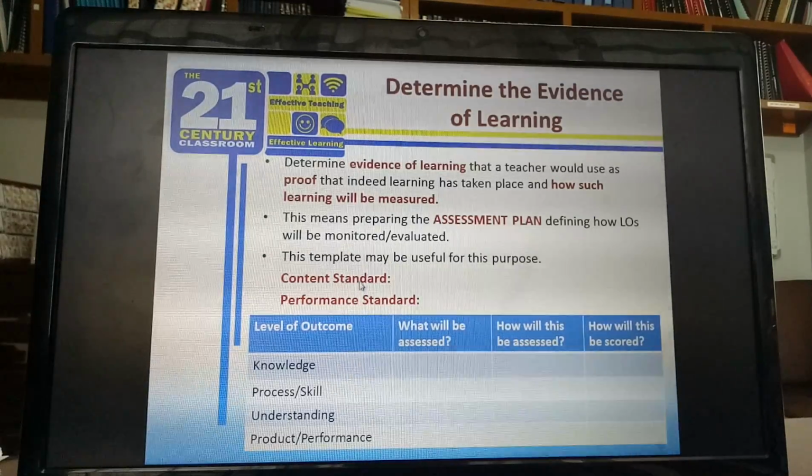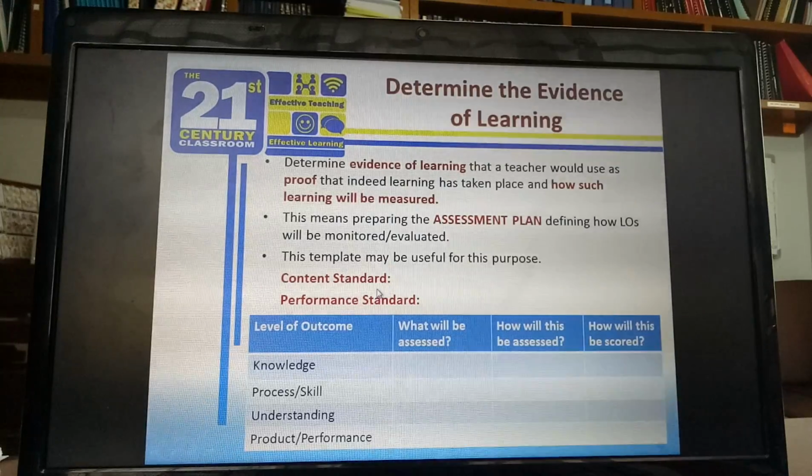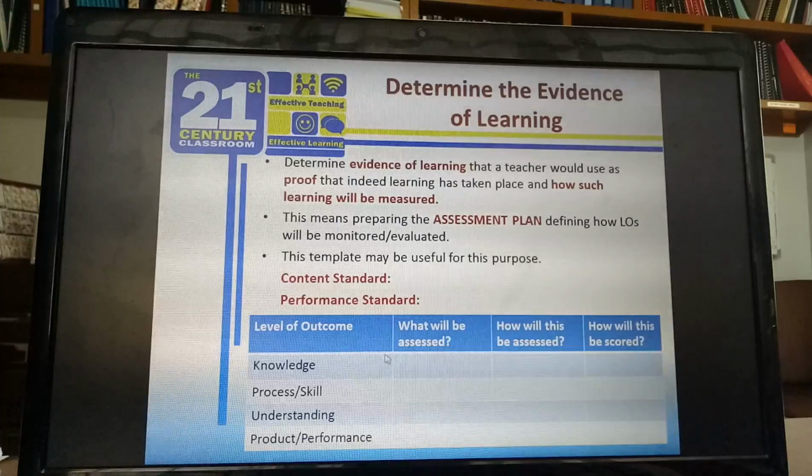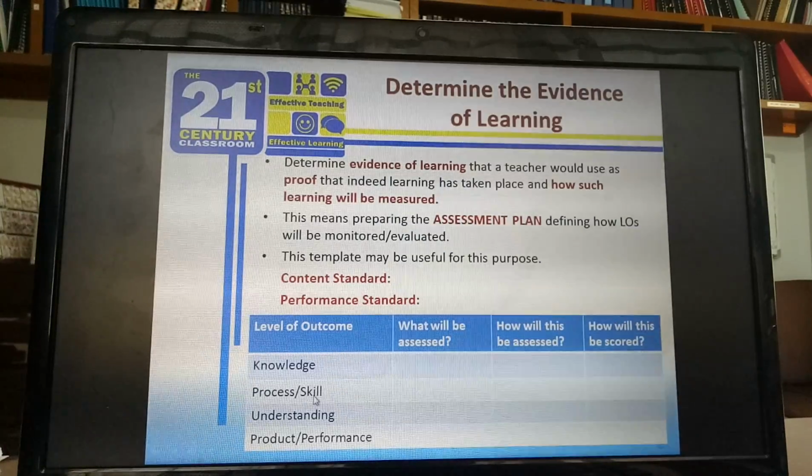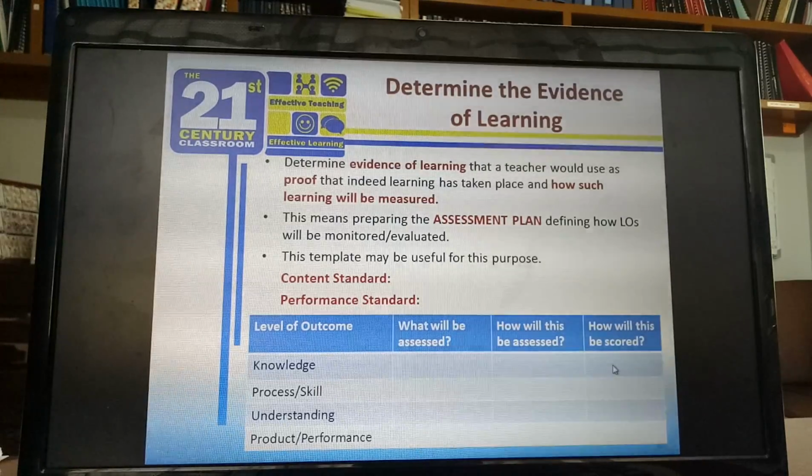And for this, a template may be useful for this purpose. For the basic ed, I believe you are doing this: content standard, performance standard, and you can have this matrix, the level of outcome under knowledge, process, understanding, product, or it can be a combination depending on the nature of the subject matter. What will be assessed? How will this be assessed? How will this be scored?